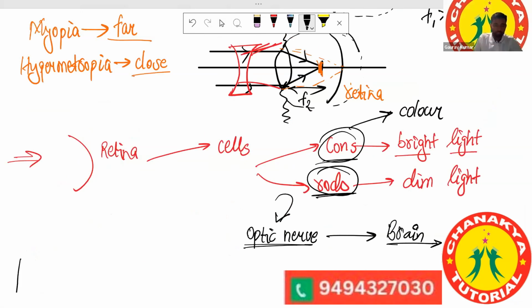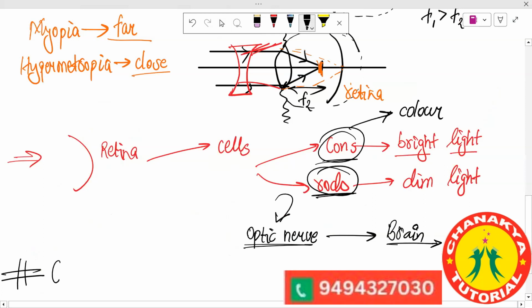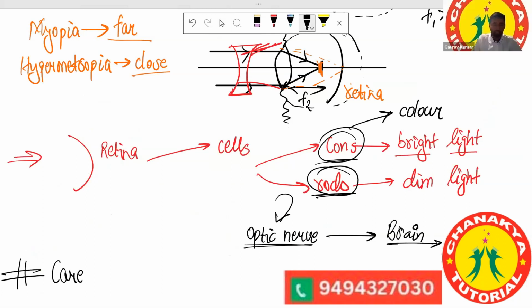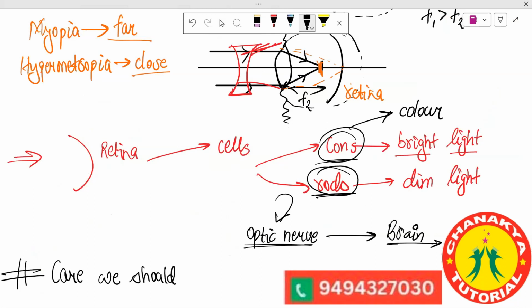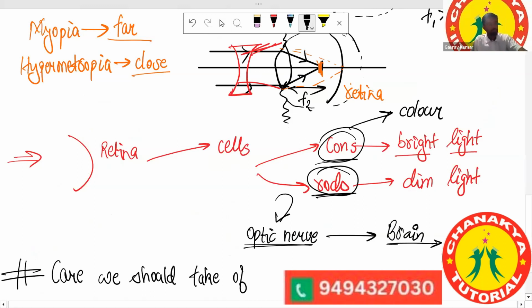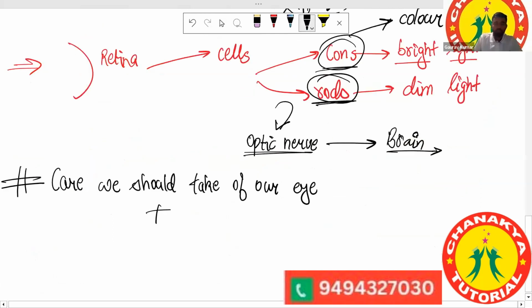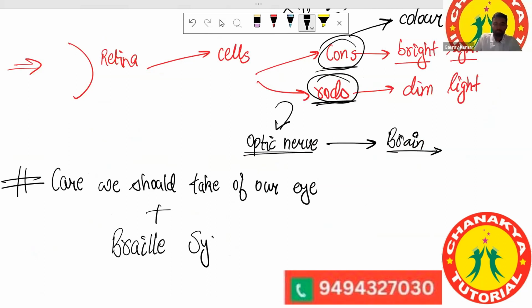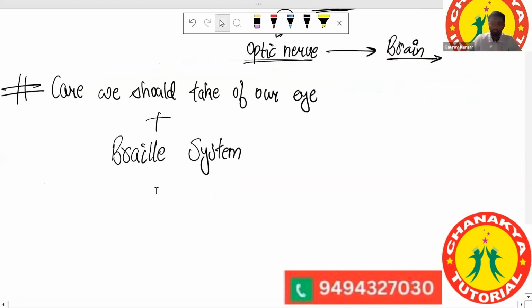So there is one homework you need to do. You need to read the care we should take of our eye, plus the braille system. You only need to know how the braille system works.